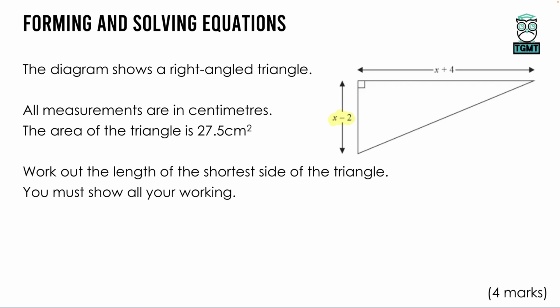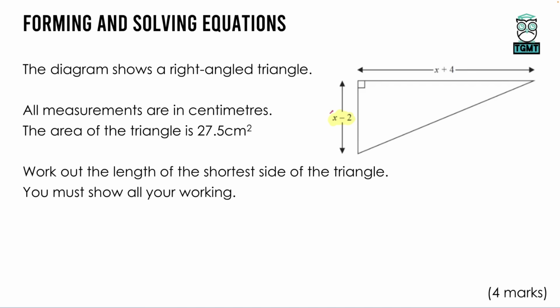Whatever x is, x take away 2 is going to be smaller than x plus 4, and the other side that's left is the hypotenuse. So those are the 2 lengths that you would use when working out the area. You would do base times height and divide it by 2.